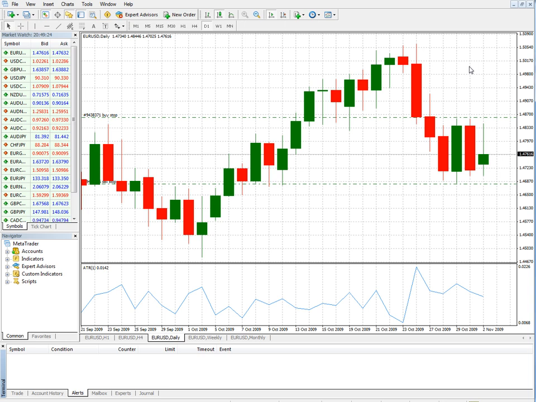So for this trade there's nothing else for us to do here. We are all set, and we'll see how things develop as we see this trade progress.